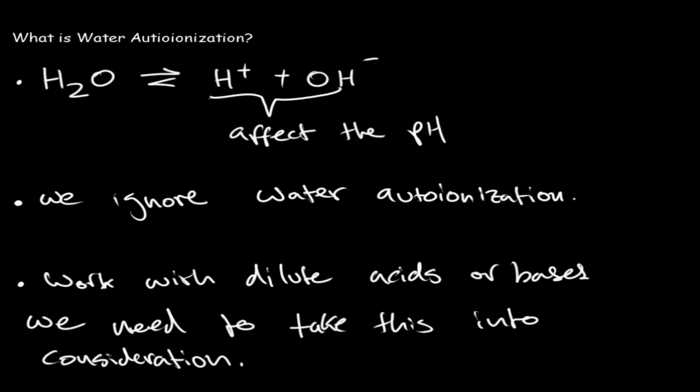So water can affect the pH, but usually we ignore water autoionization because the contribution of protons from a strong acid or a weak acid, or the contribution of hydroxides from a strong base or a weak base, is so much more significant than the contribution of protons or hydroxides from water that we don't need to consider water autoionization. But we don't always have to do this. When we work with dilute acids or bases, we have to take water autoionization into consideration. So let's look at our first problem.